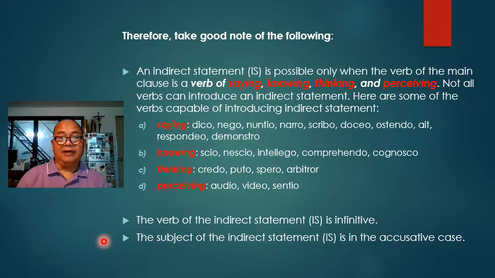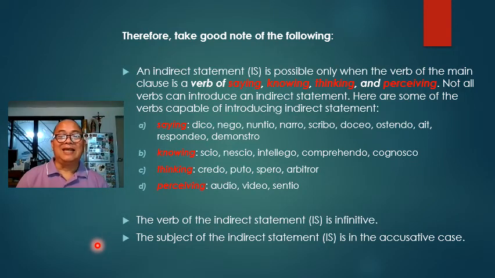So therefore, again, when you see a noun or pronoun in the accusative case, do not immediately jump to the conclusion, ay, direct object yan, because it is accusative. No. When you analyze the sentence, be very careful because this time an accusative case noun or pronoun can be a subject when there is an indirect statement. So these are the three important points that you should always remember.